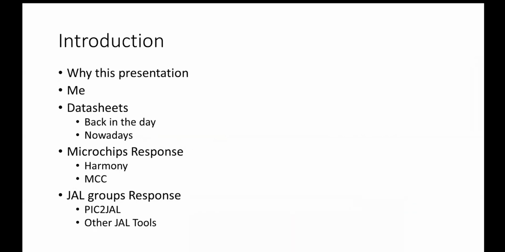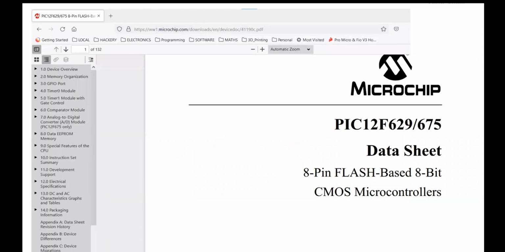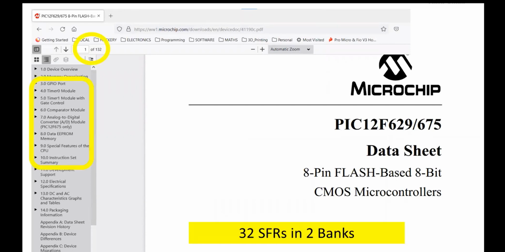The reasoning behind it goes like this. If we go back to a datasheet, here's the datasheet for the 675. It's 2005 or something, and it's 132 pages, and of those 132 pages, about half of them are the interesting stuff, how to control the peripherals and how to make it work and all that groovy stuff. It has 2 banks of special function registers with 32 registers in total. This is knowable. You could learn that datasheet.